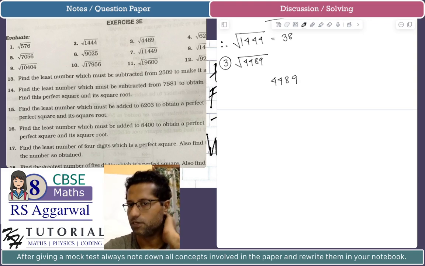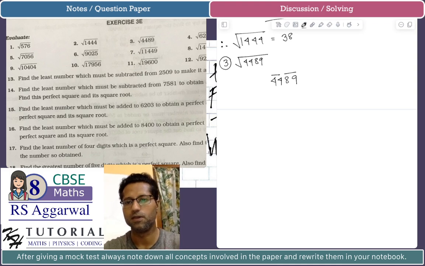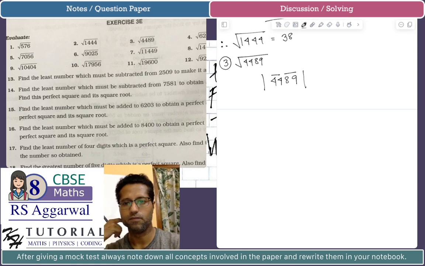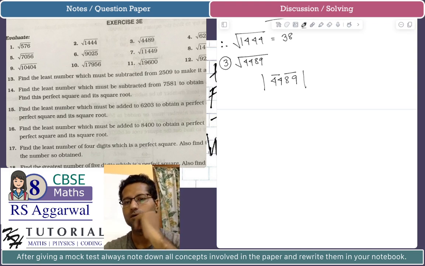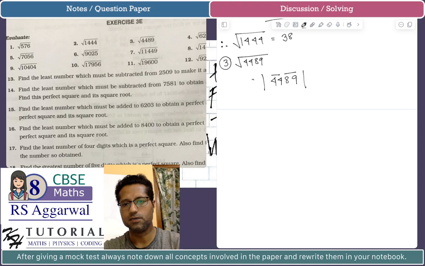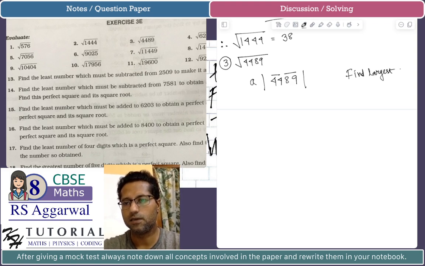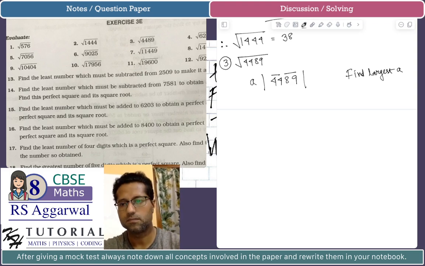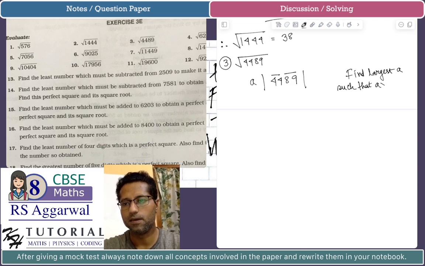So we create the pairs of digits, that is the periods, from the right hand side, and we have these two periods. And now we will divide the leftmost period. 44 will be the current dividend. So I have to find the divisor a, the largest a such that a multiplied by a will be less than or equal to 44.